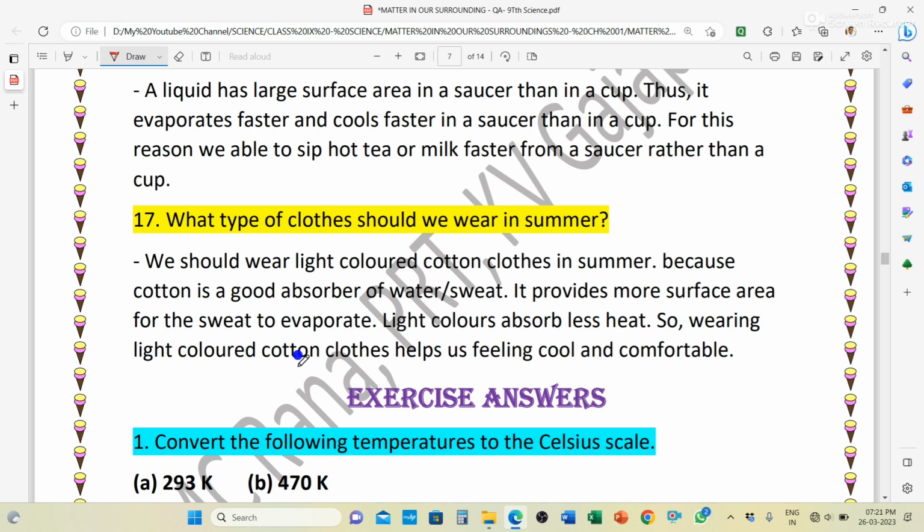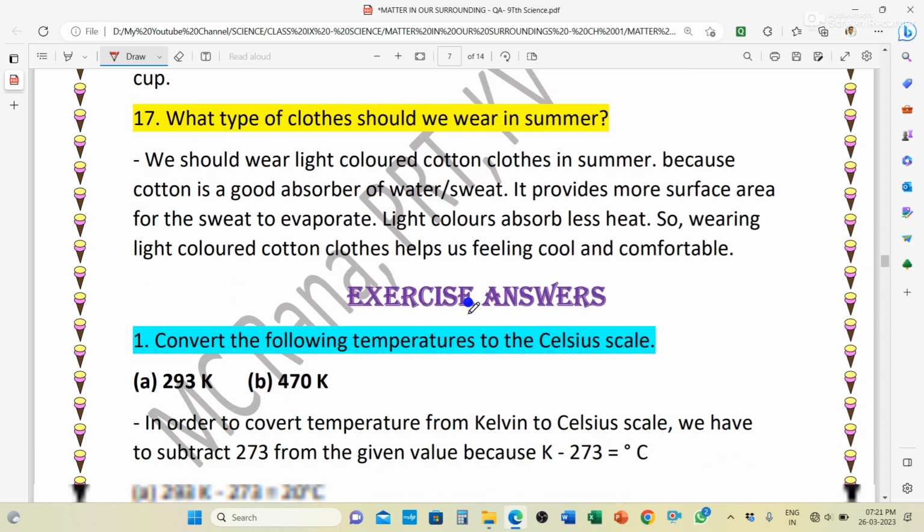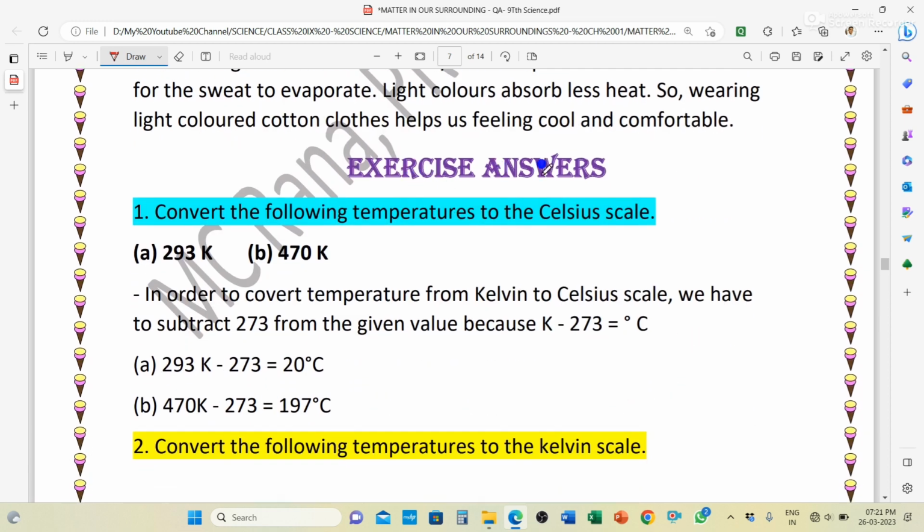So wearing light colored cotton clothes helps us feel cool and comfortable. That's why we wear light colored cotton clothes in summer season. Now, exercise answers. That means the answers to the questions that are provided at the end of the chapter.